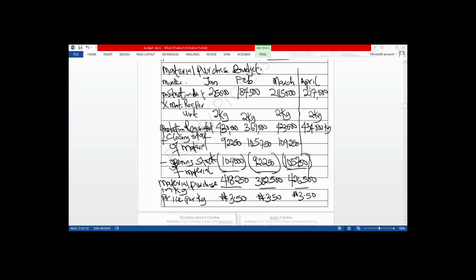Although the line went off temporarily, this is where we are going to stop. We have prepared the first two budgets, material purchase and material and production budget. This is what we can do within the time stipulated.